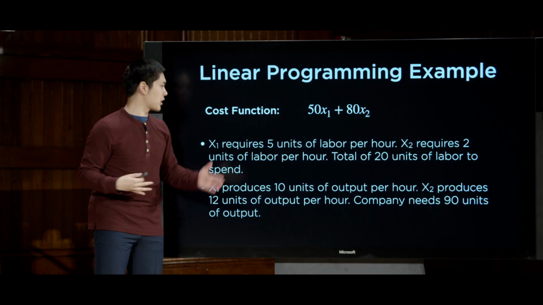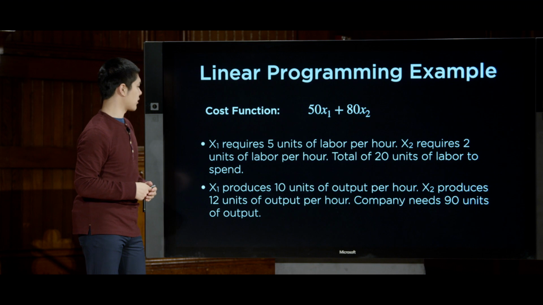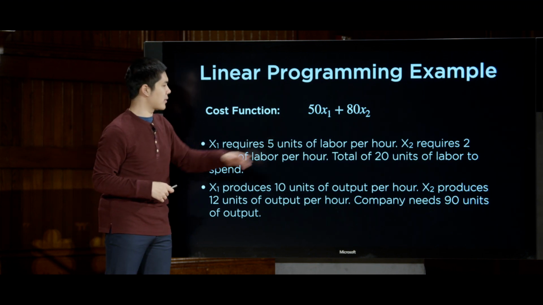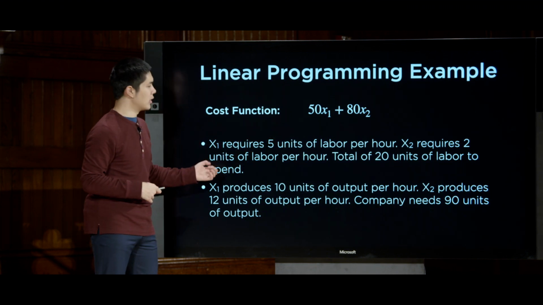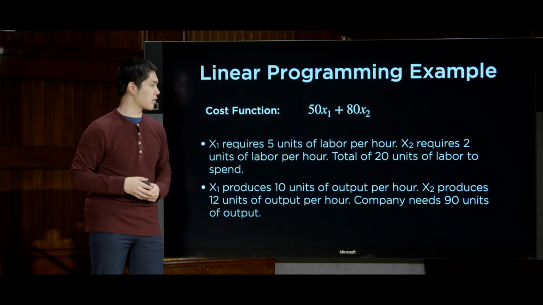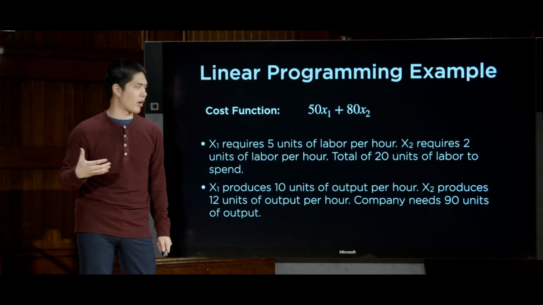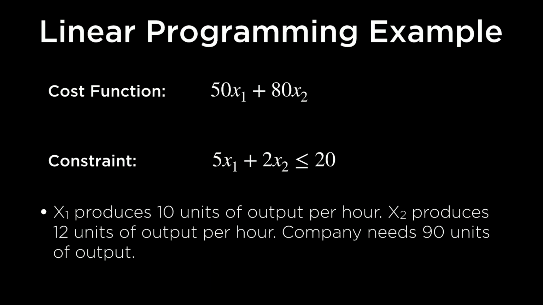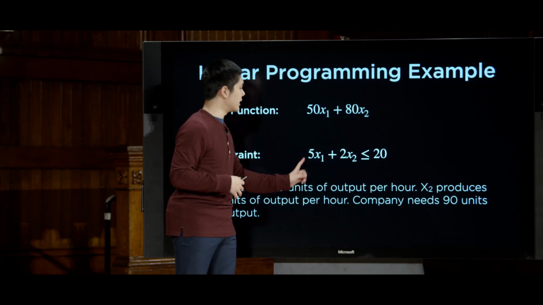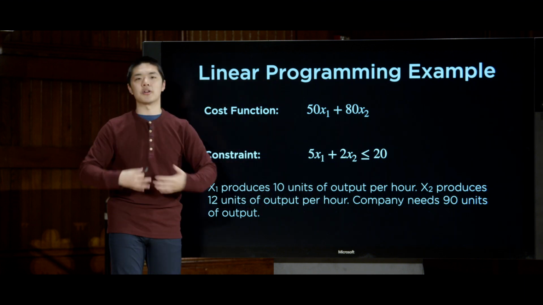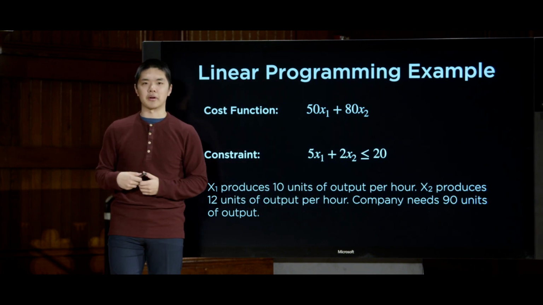But I need to do so subject to these constraints. x1 requires 5 units of labor per hour, x2 requires 2, and we have a total of 20 units of labor to spend. And so that gives us a constraint of this form: 5 times x1 plus 2 times x2 is less than or equal to 20. 20 is the total number of units of labor we have to spend, and that's spent across x1 and x2, each of which requires a different number of units of labor per hour, for example.